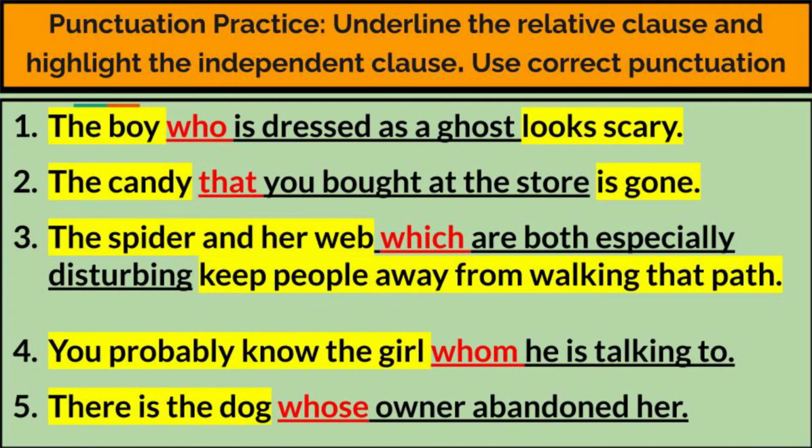So class, let's see how you did. To make things a little bit easier, I actually highlighted the relative pronoun in each one of these sentences. That way it would be easier for you to find the relative clause. Let's look at the first example. The boy who is dressed as a ghost looks scary. So that relative clause is essential. So therefore, we did not use a comma.